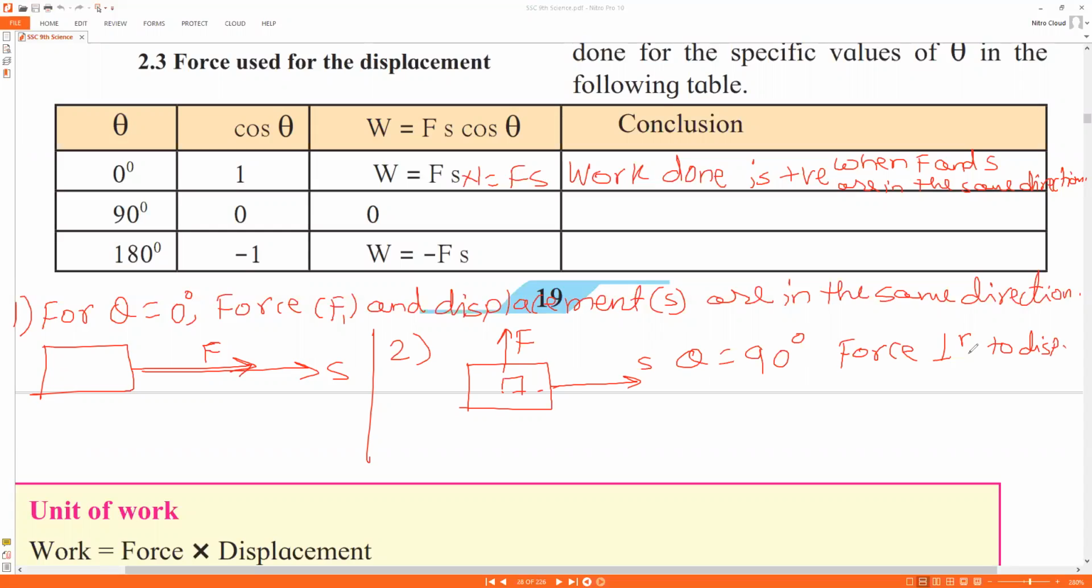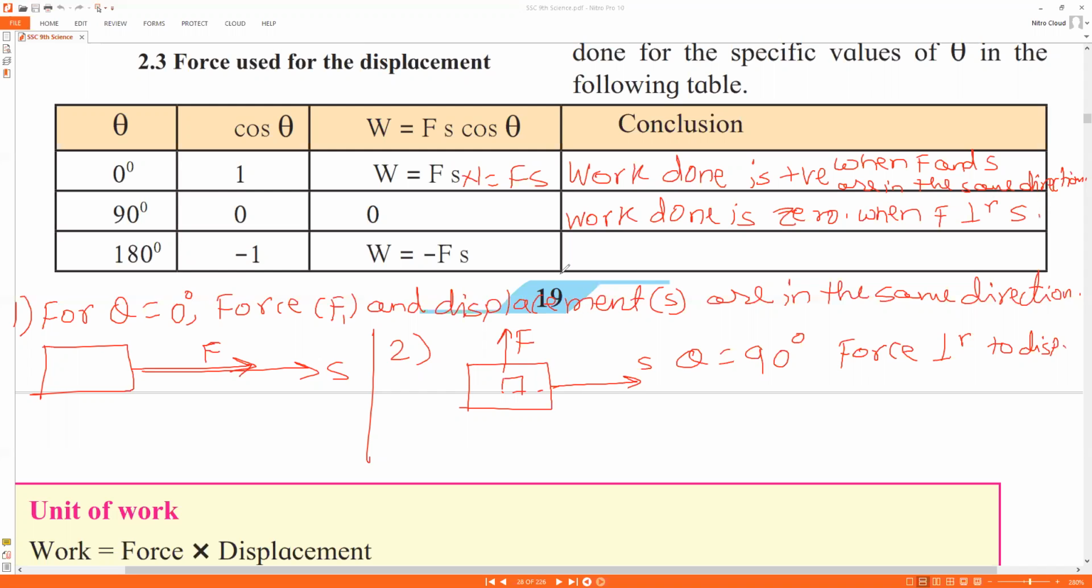Force is perpendicular to displacement. Okay, so cos theta is zero, so obviously anything multiplied by zero is zero, so F s cos theta will be zero. So work done is zero. Even though displacement happened, the work done is zero. Remember, when force and displacement are perpendicular to each other, work done is zero when F is perpendicular to S.